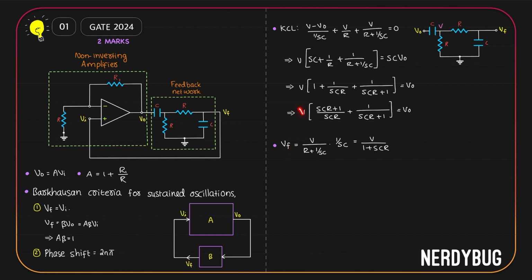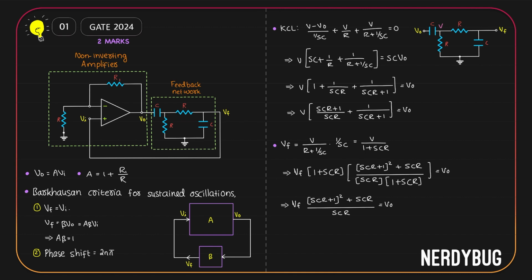Let us substitute V over here with VF multiplied by 1 plus SCR. Then the equation becomes like this. Let us add these two terms. It will give us SCR plus 1 whole square plus SCR divided by SCR multiplied by SCR plus 1. But then 1 plus SCR over here and 1 plus SCR over here can be cancelled.